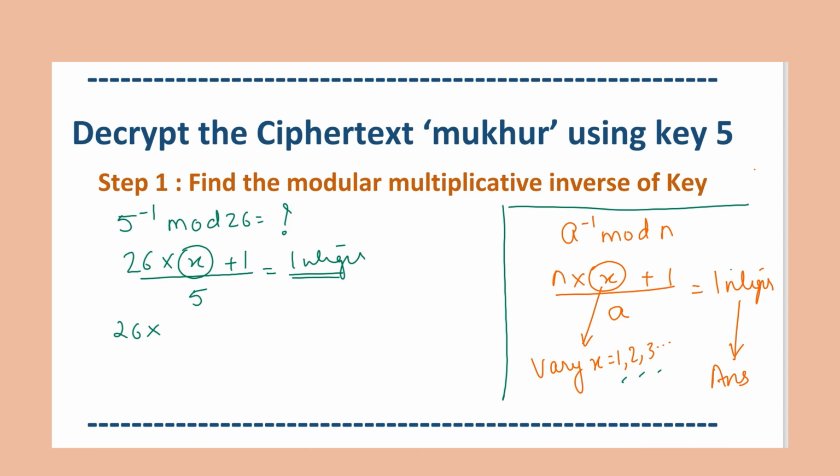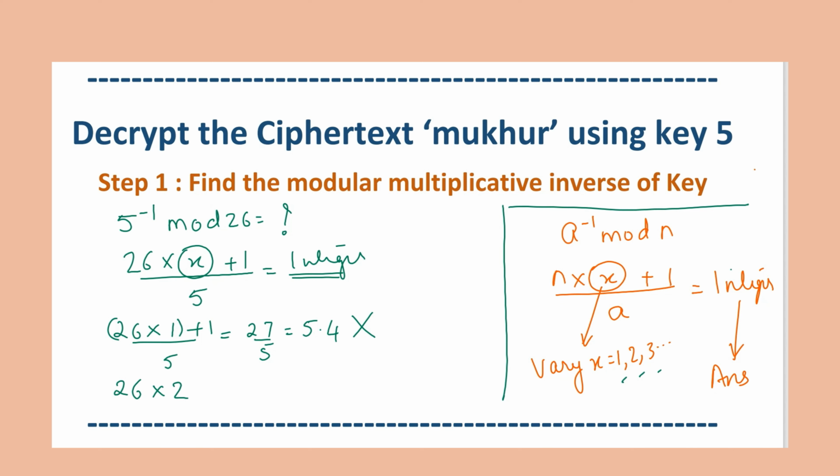The first value of x we will try is 1. So 26 into 1 plus 1 divided by 5 comes out to be 27 by 5. That is 5.4, which is a fractional number. So we go ahead with the next value of x. So what is the next value of x?